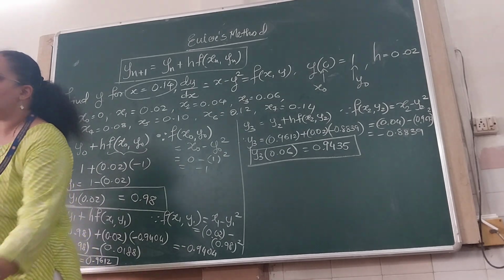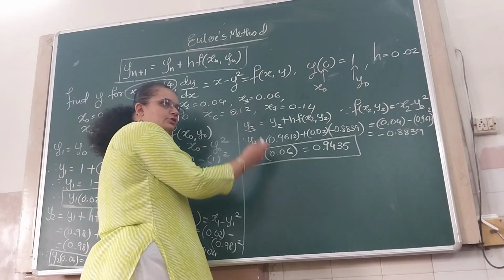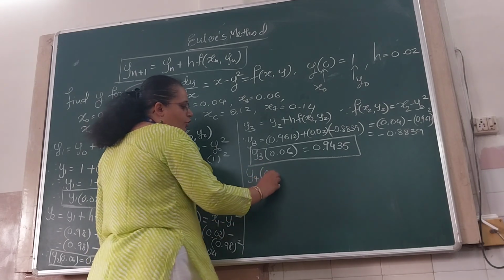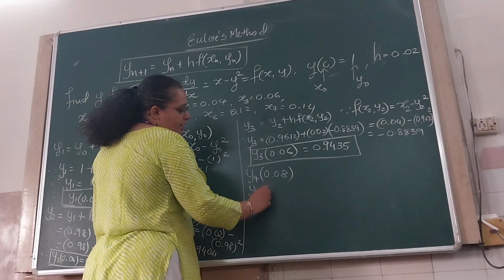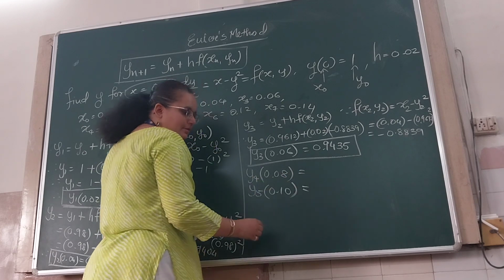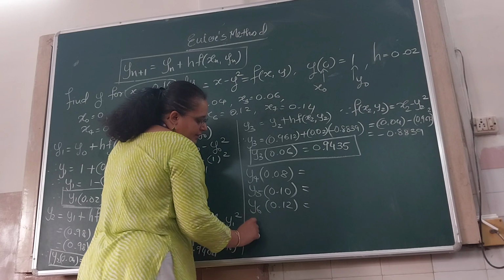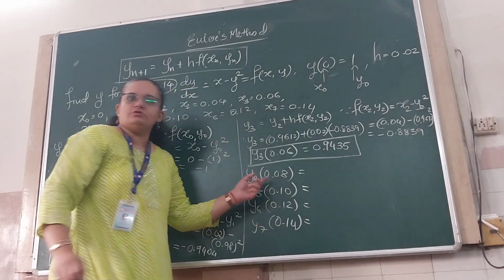So have you understood Euler's method? Yes. So similarly, using the same method we have to calculate what? y4. y4 of whom? 0.08. Then we have to calculate y5 for 0.10. Am I right? Yes. Then we have to calculate y6, and then y7. Can you solve this?